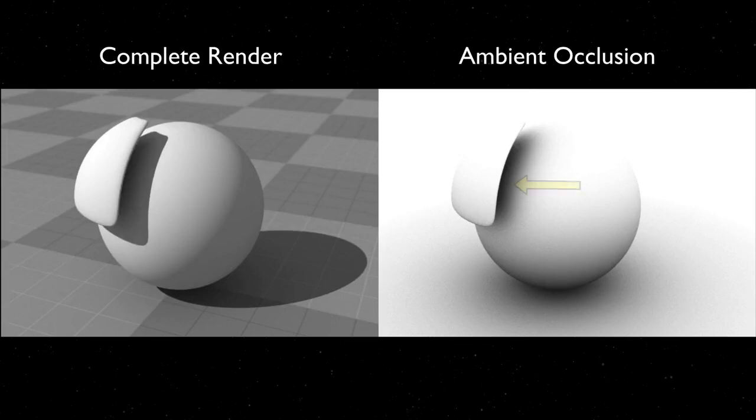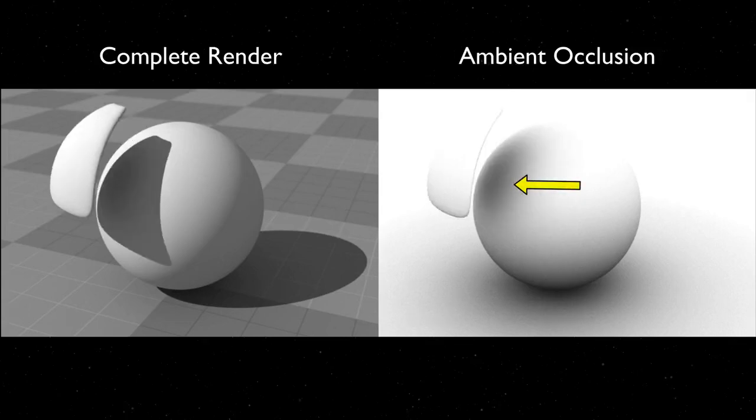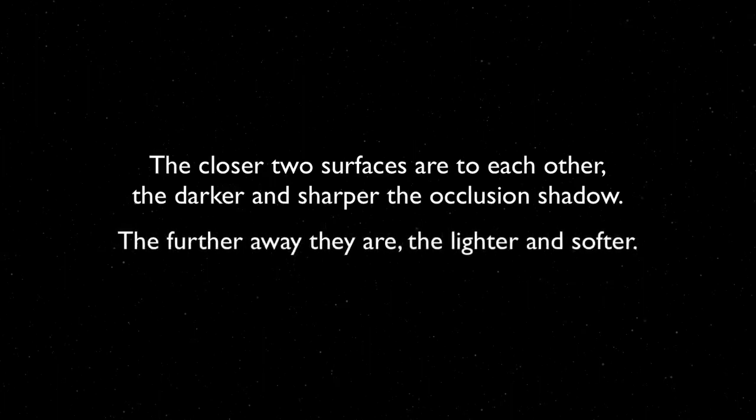Okay, look at the right image again. Let's pull the shield further away. Did you see how much softer the occlusion shadow got? This is the principle. The closer two surfaces are to each other, the darker and sharper the occlusion shadow gets. The further away two surfaces are from each other, the lighter and softer the occlusion shadow gets.